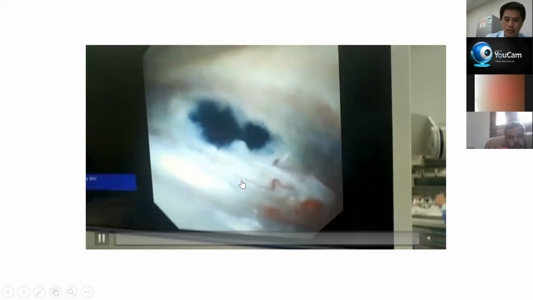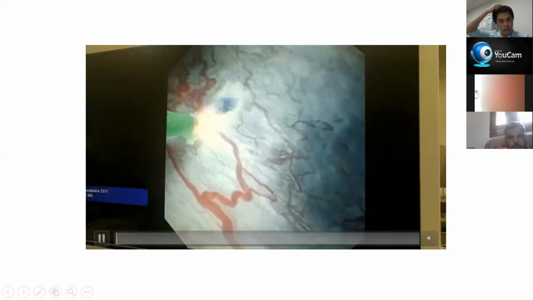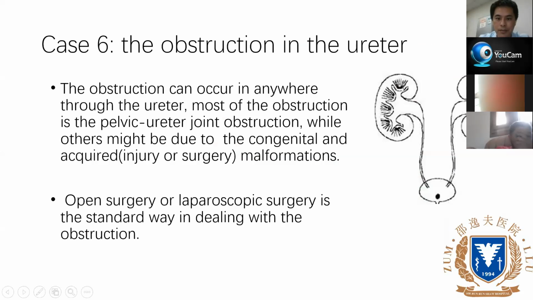Okay, let's come to case 6. It's the obstruction in the ureter. It's one of the most complicated cases in the ureter because the obstruction can occur anywhere through the ureter. Most of the obstructions are at the UPJ point, and others may be due to congenital and acquired malfunctions.